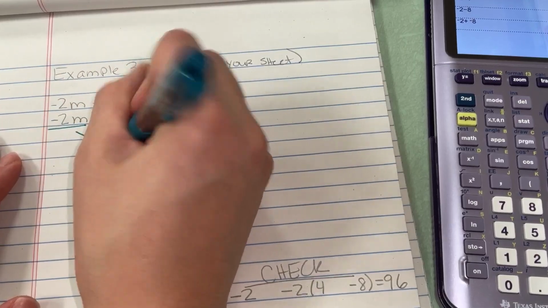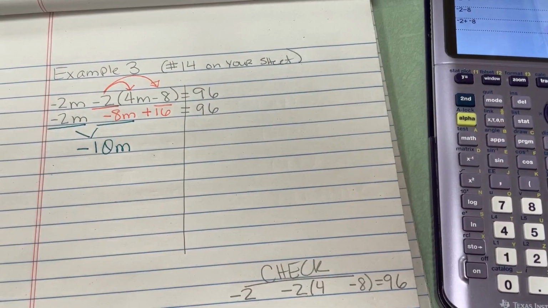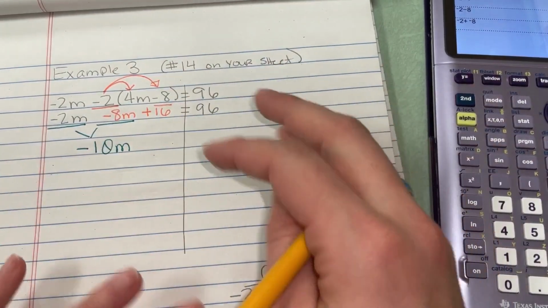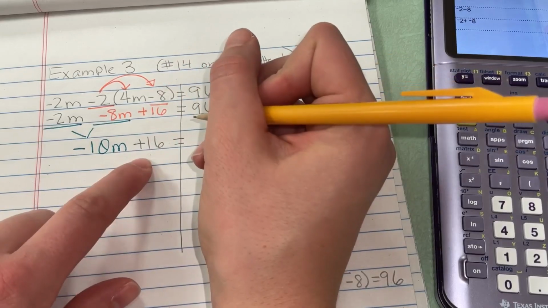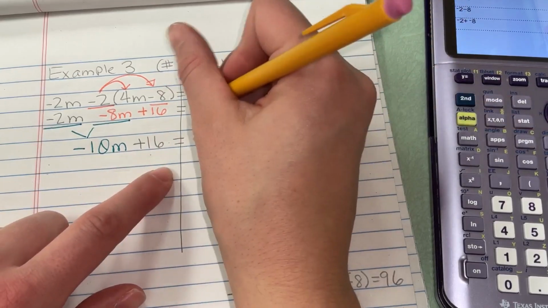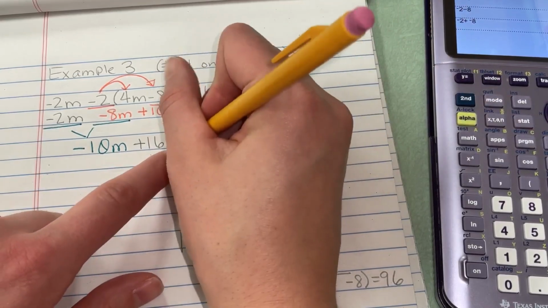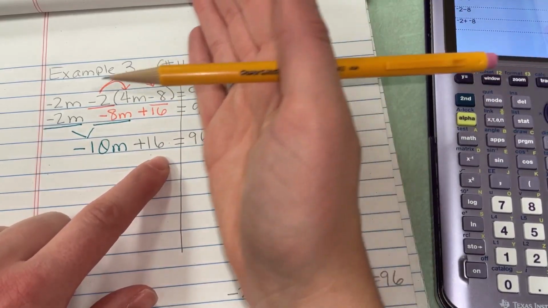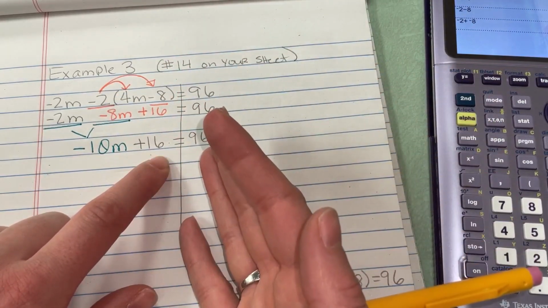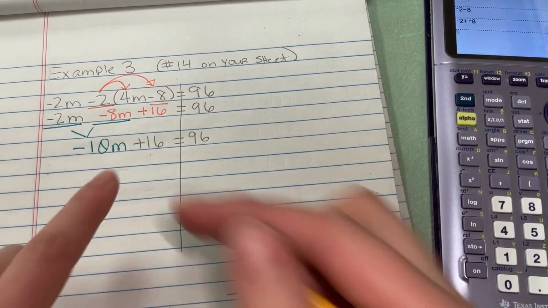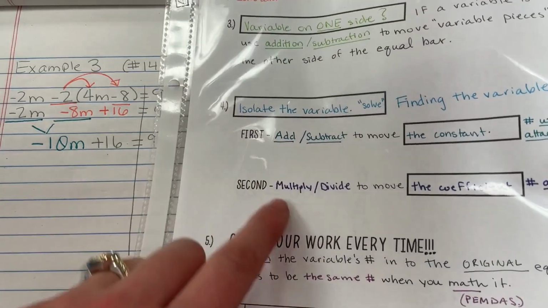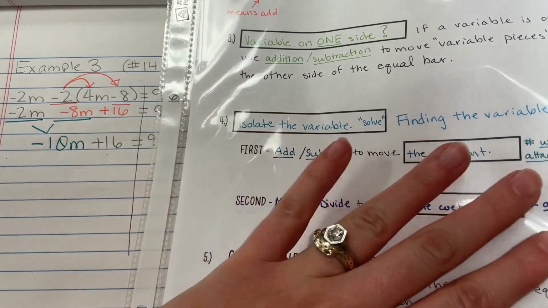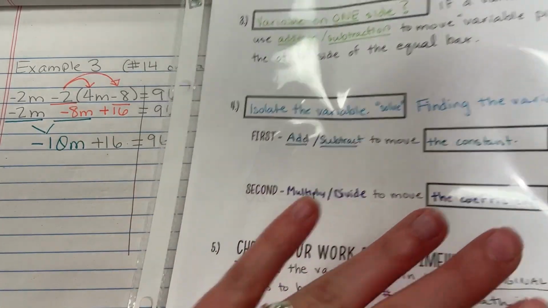So we get -10m. Nothing else has like terms, so everything else that was not alike drops down. That 16 drops down with its plus sign, don't forget its sign, and that 96, as well as that equal sign, which stays on the equal bar. All right, hey, look at this. We're getting close here. The variable's only on one side. This is good. Now we can isolate, which we have been practicing. So we're going to move the constant, and then we're going to move the coefficient.